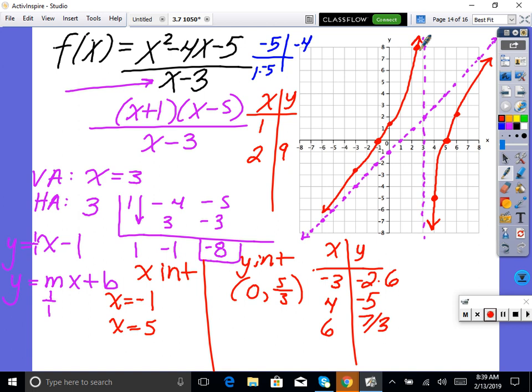I just want to make sure that everybody understands. You need to make sure you've checked all pieces of the graph, because there are times when a graph will go like this inside, but then it would have been like this, if that makes sense.